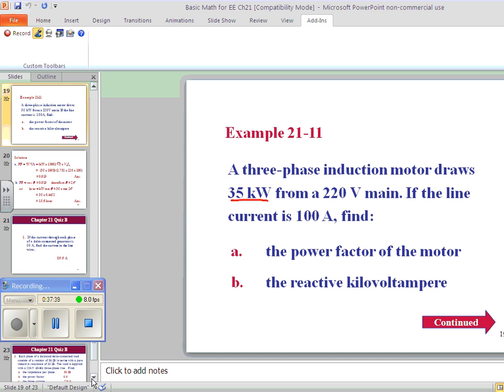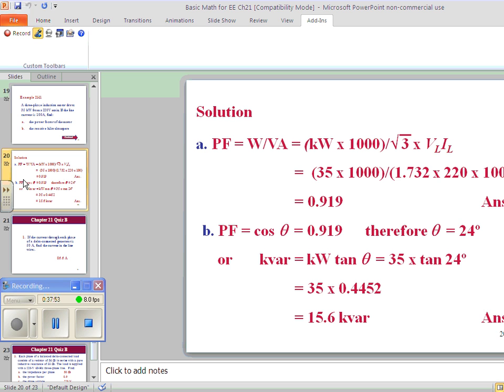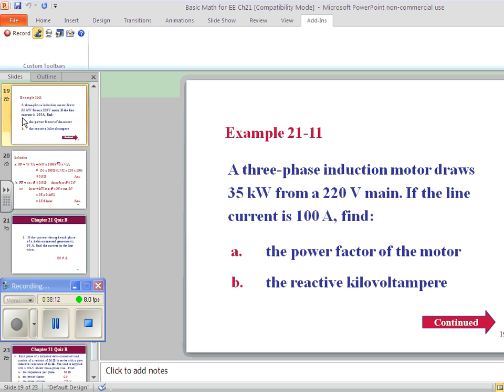And at 100 amps, if the line current is 100 amps, it doesn't tell us whether this is a delta or a Y, does it? Motors are generally speaking a Y. Let's make sure by looking at what they've done here. They've used the square root of 3 times the line voltage times the line current, and they're plugging in 220 and 100, saying that that's a line total, okay?